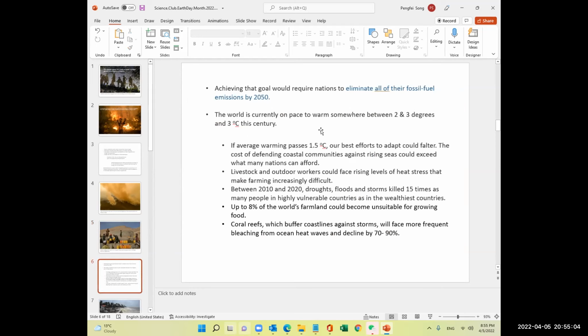Like I said, in order to achieve that goal of 1.5 degrees Celsius, all the countries in the world actually have to completely get rid of all fossil fuel emissions by 2050. We're talking about carbon neutral, right? So if you're going to drive a car, then you have to plant a tree or something. If we don't do much, again, it's going to be 3 degrees higher by the end of the century.